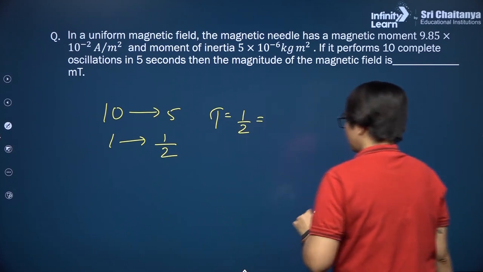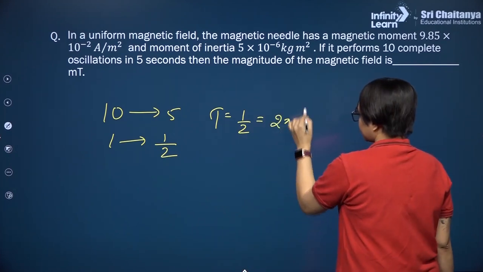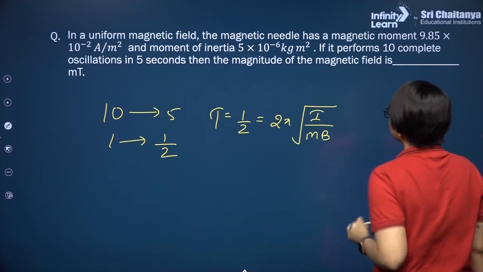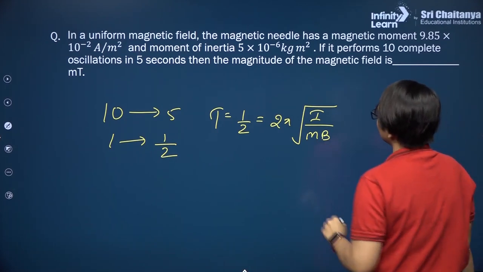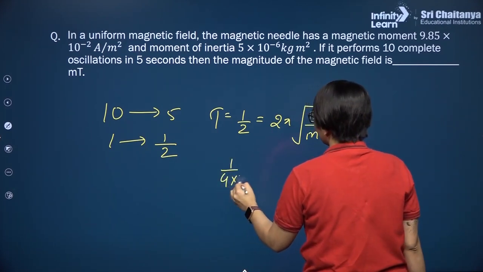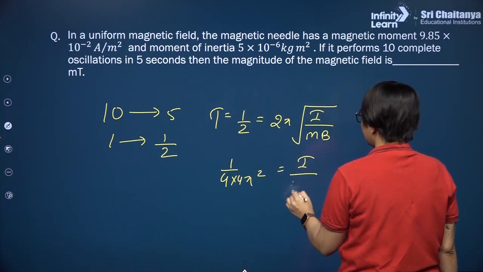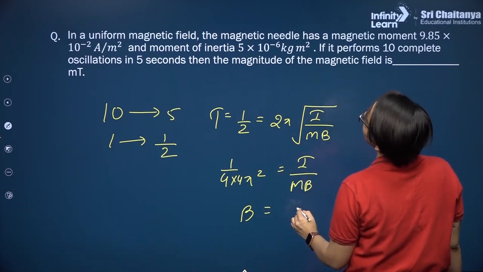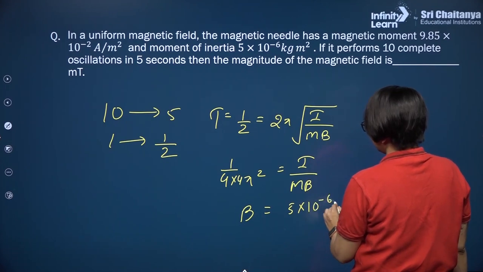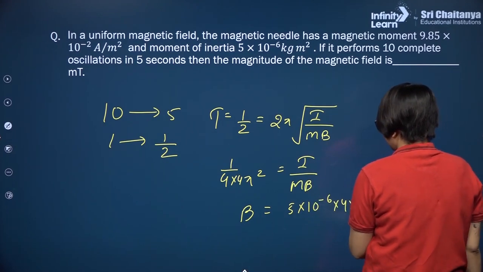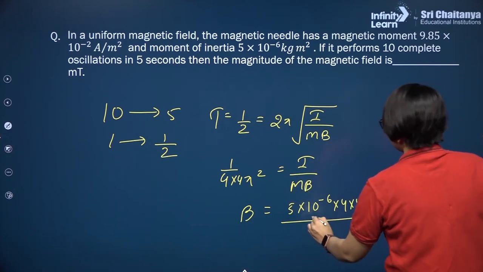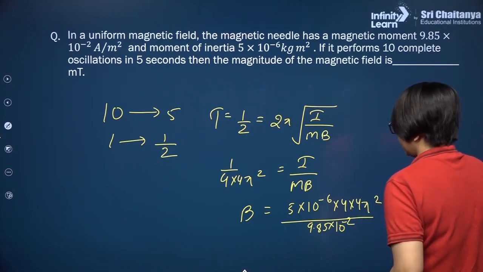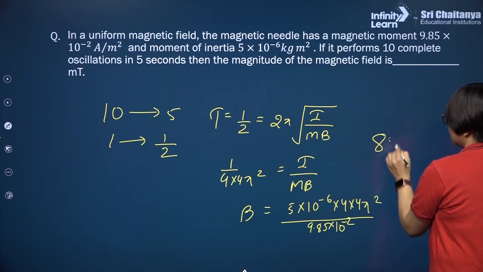That is equal to 2 pi under root of I upon mb. I is moment of inertia, m is magnetic moment and b is magnetic field. So, if you square it, it is 1 upon 4 into 4 pi square is equal to I upon mb, right. So, b will be I upon m. I is given as 5 into 10 power minus 6 into 4 pi square divided by m is 9.85 into 10 power minus 2. Right. So, after solving this, you will get your magnetic field as 8 milli Tesla.